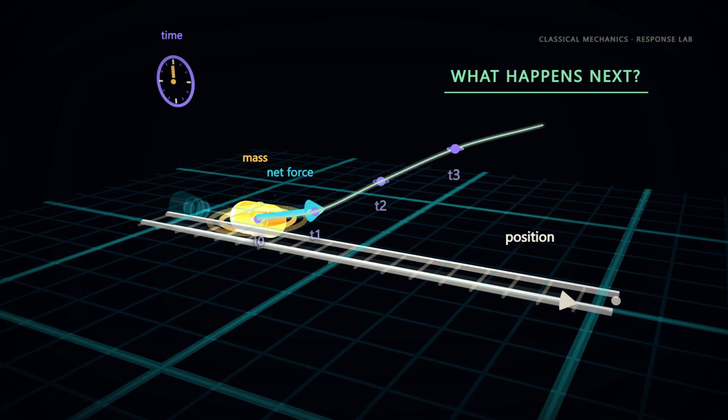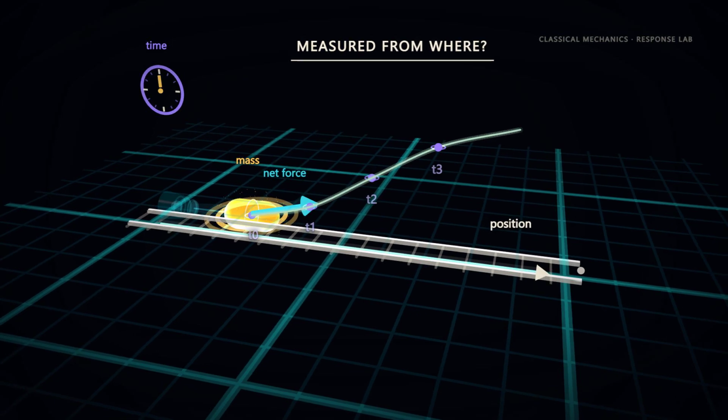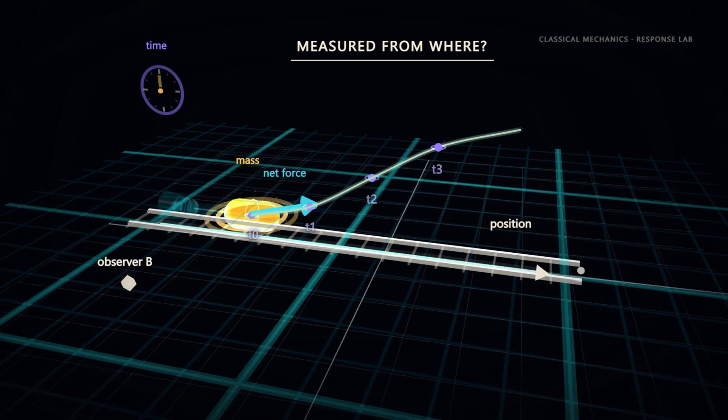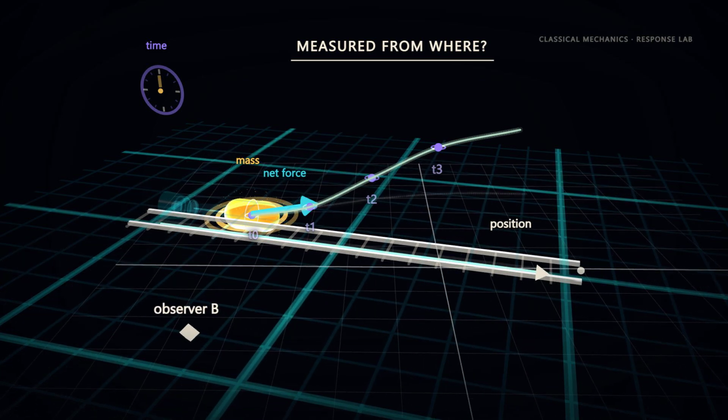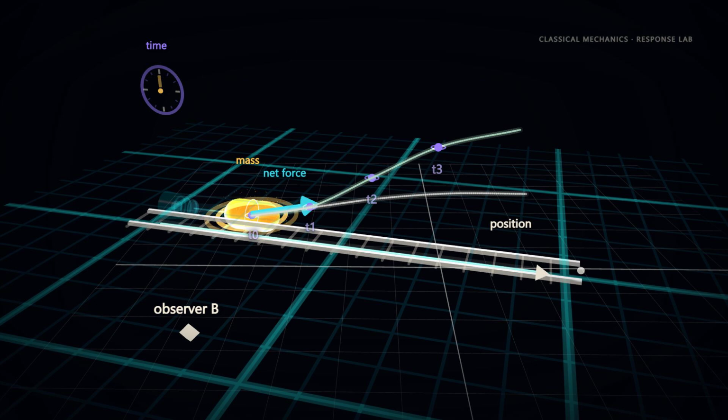But every position, velocity, and acceleration we recorded was measured on a chosen grid from one viewpoint. If another observer carries a grid that moves, turns, or accelerates, what changes? In the next video, reference frames will answer that question and prepare us to state Newton's laws precisely.